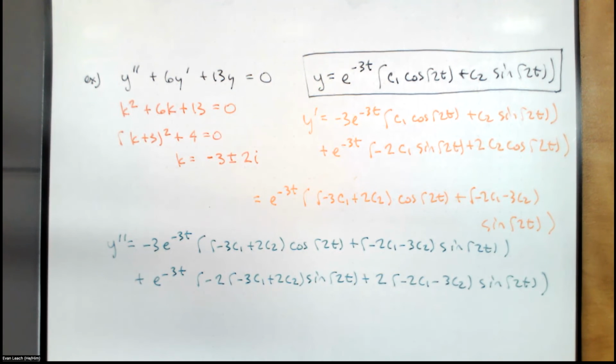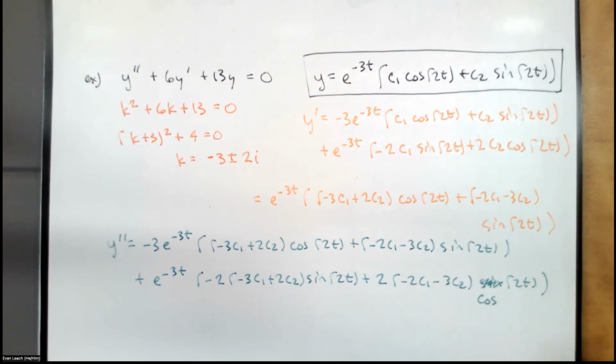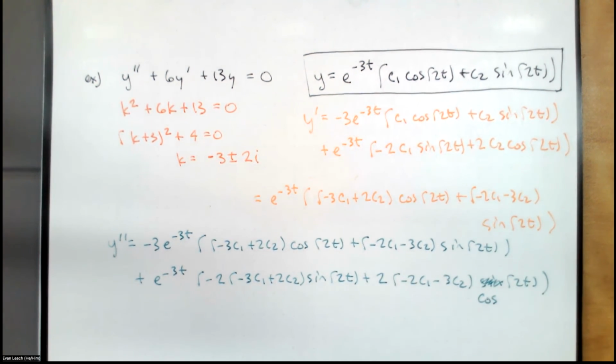This is going to require some cleanup as well, and I recommend the same cleanup program that we had before. Factor out the e to the -3t. Figure out what your coefficient of the cosine of 2t is going to be. It's going to be like c1, c2. Same thing for sines. Because algebra.